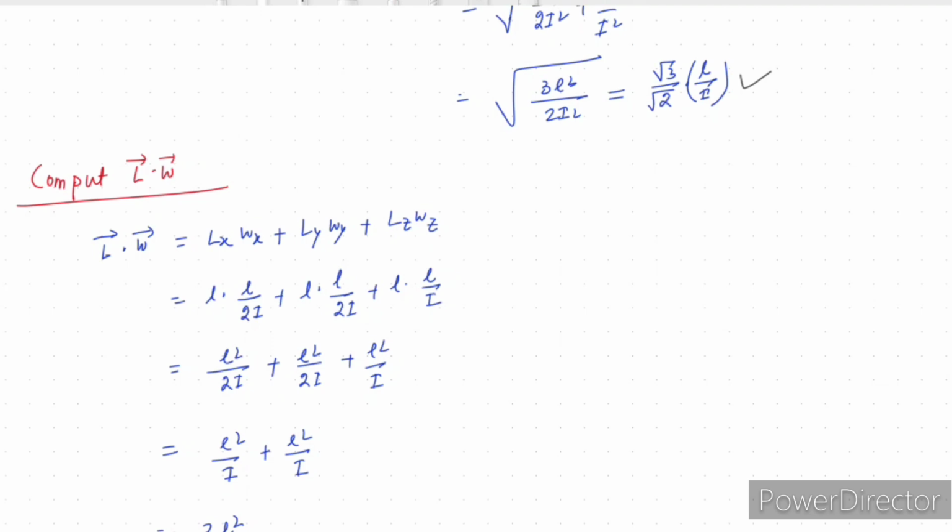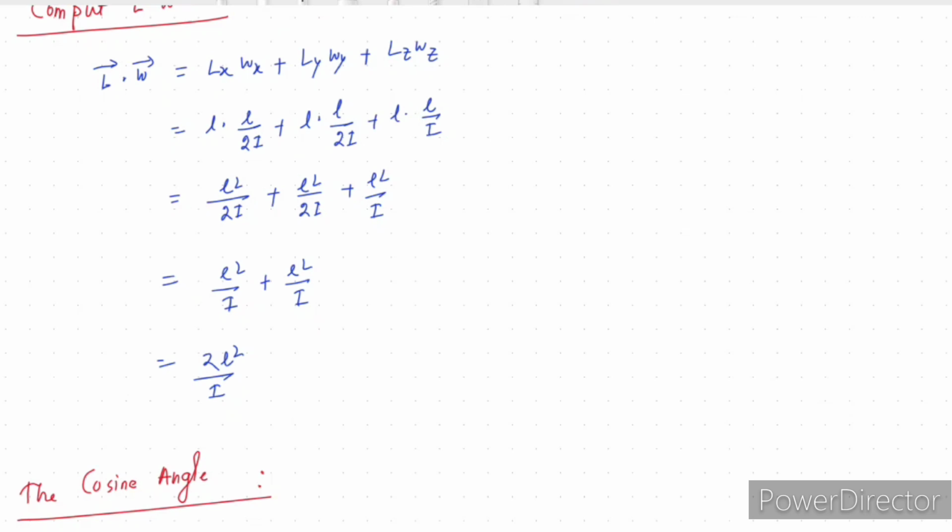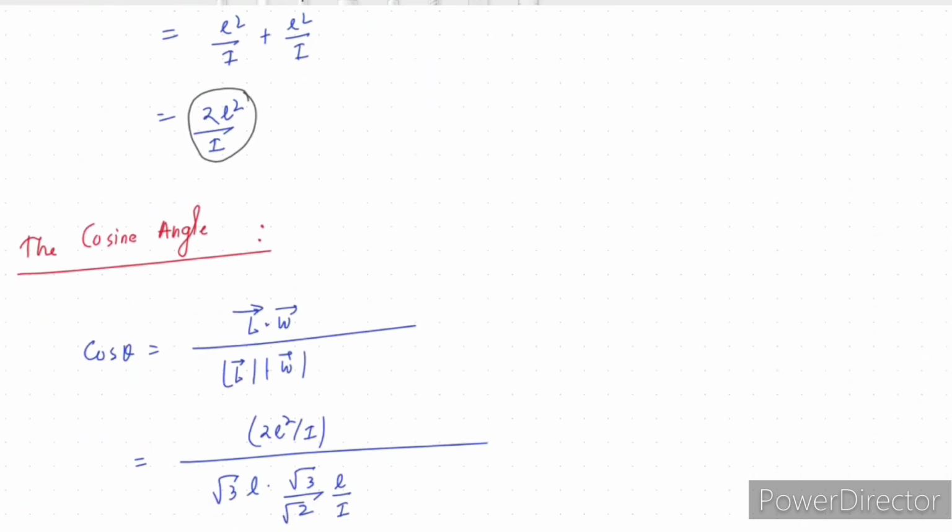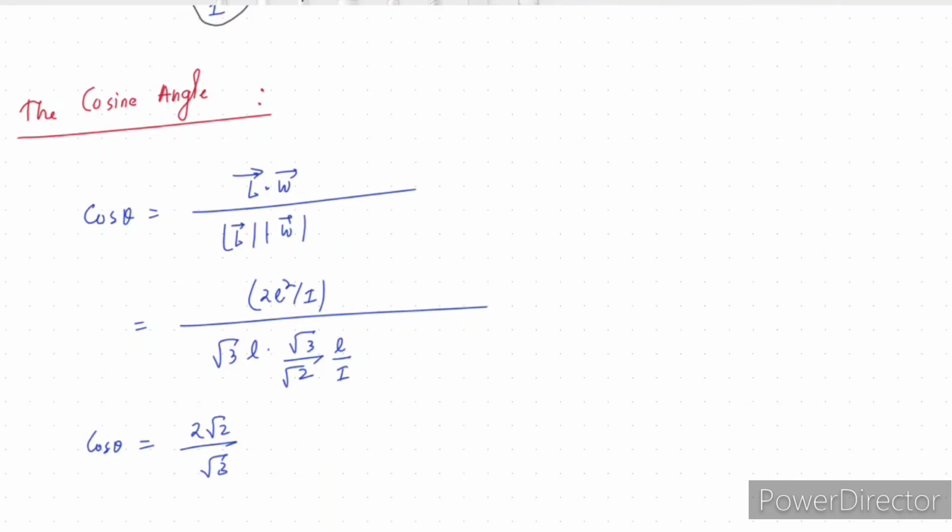Lx equals L, omega equals L upon 2I. We substitute all the values of Lx, omega x, Ly, omega y, Lz, omega z from the previous calculations, and this vector product we get equals 2L square upon I. Now the cosine of the angle is equal to, just substituting those values, we finally get root 2 upon root 3.